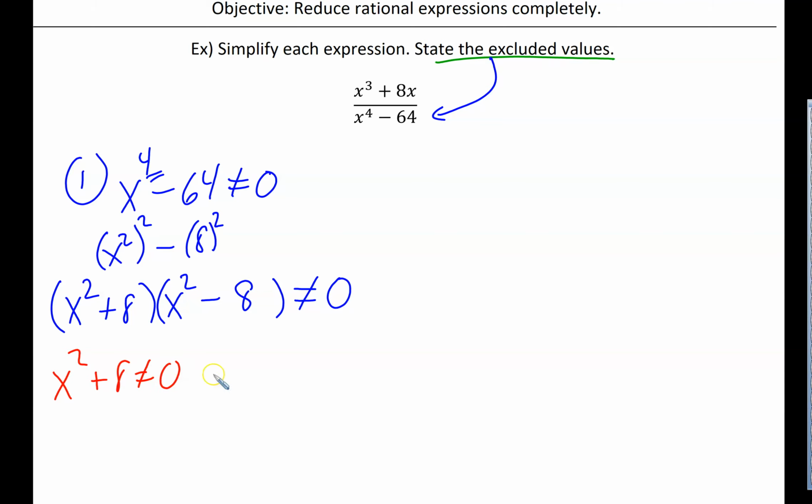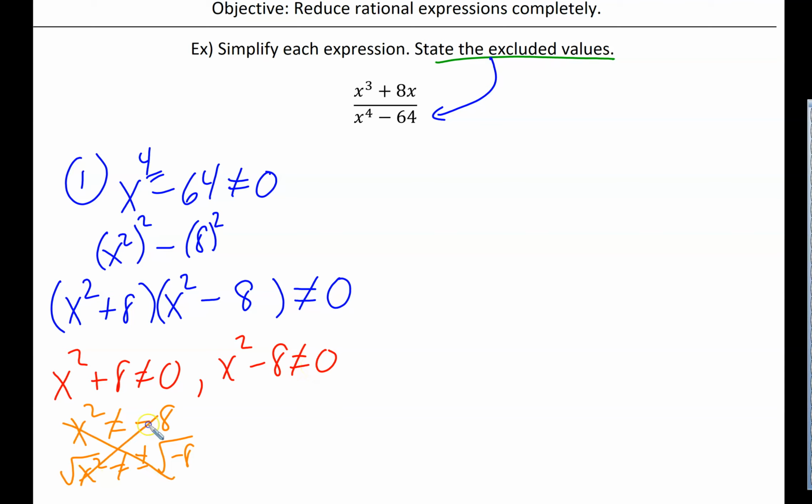X squared minus 8 is not a difference of squares, so I'm going to have to use my square root property to help me with this one. The reason I didn't mention that here is because when I subtract 8, I'm going to get -8, and when I take the square root, notice I'm taking the square root of a negative number. That's imaginary. When we're doing problems of this type, we only worry about real numbers. So they could be rational or irrational, but imaginary numbers don't apply to excluded values. So when we're working with rational expressions, we only work with real numbers, rational and irrational.